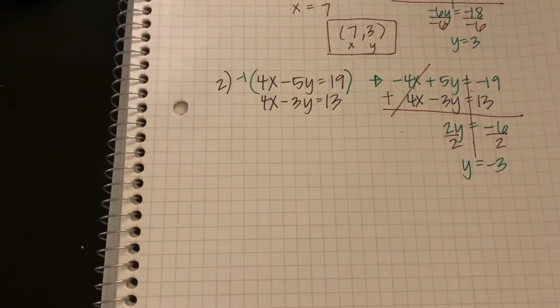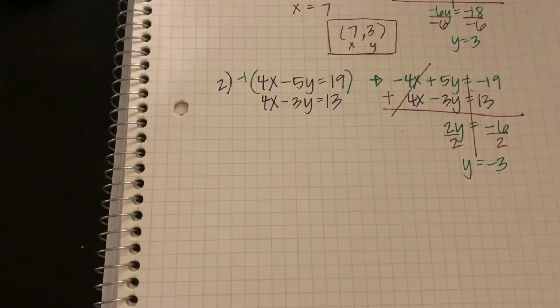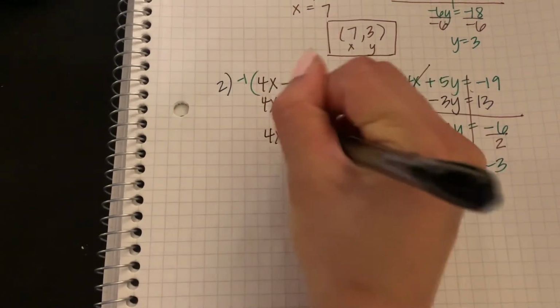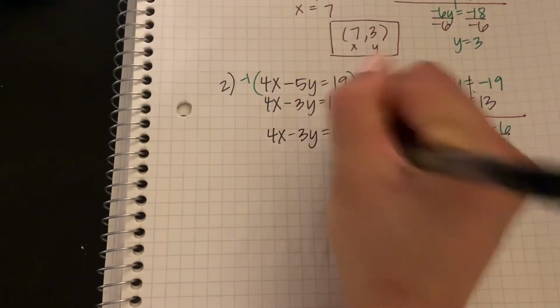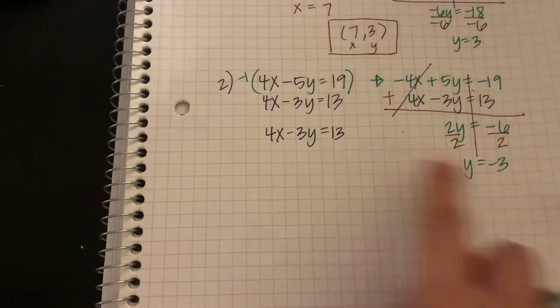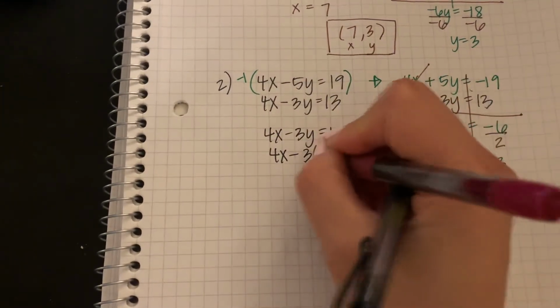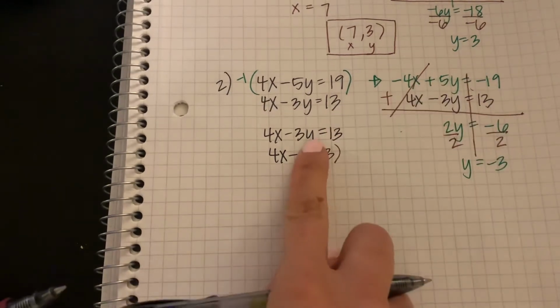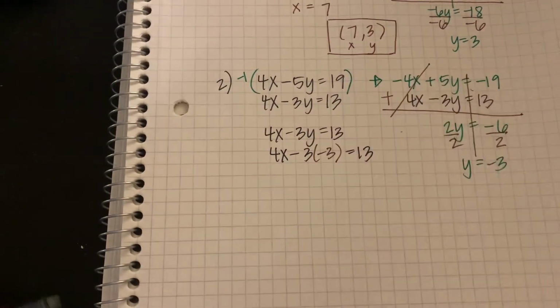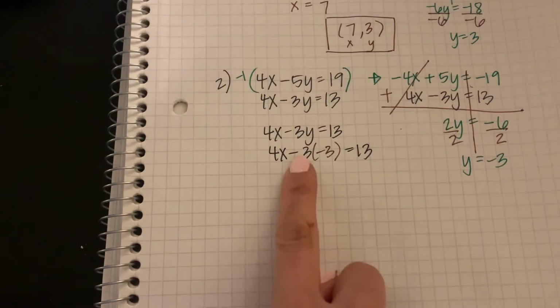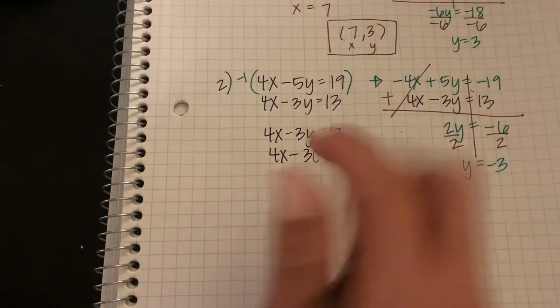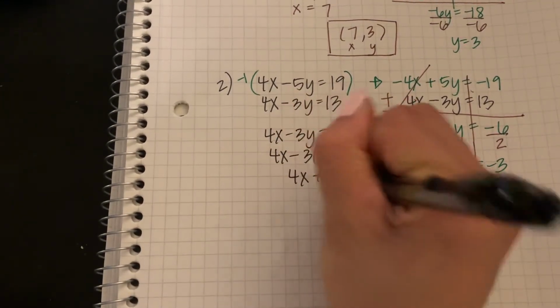Now remember, we can pick either equation to plug in this y equals negative 3. I'm going to go with this second one here. So I'm just going to go ahead and rewrite it. You can go with the first one, it doesn't matter. I'm going to go ahead and plug in this negative 3 for my y. Be careful here, negative 3 times negative 3 is a positive 9.